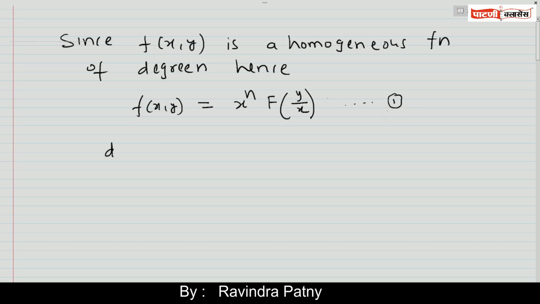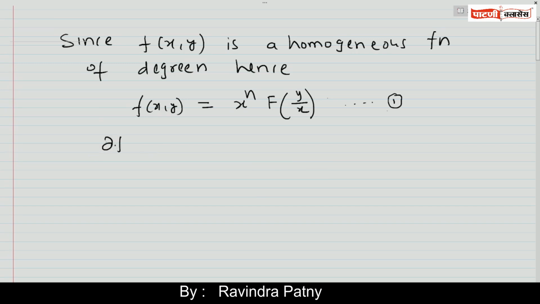Before moving ahead, I want to make a revision. Differentiation of u into v with respect to x equals u into dv by dx plus v into du by dx. This formula I am going to use to do differentiation of the above equation number 1.